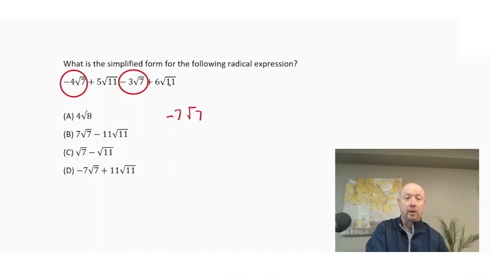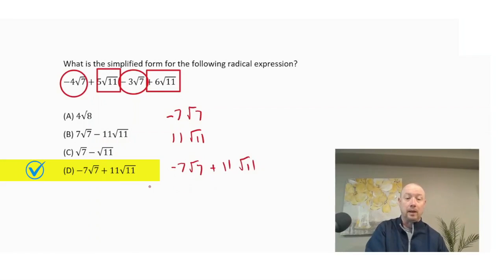And then we have the root 11s. So we have 5 root 11, and then we have positive 6 root 11. That means the total root 11s we have would be 5 plus 6, so we would have 11 root 11. And so we're going to combine those to negative 7 root 7 plus 11 root 11, which would be choice D.